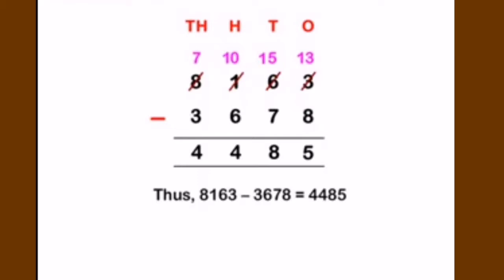And next, 5 minus 7. 5 is also lesser. So we will borrow from the hundreds place. From the hundreds place, 1. So we will borrow that 1 also to the tens place.